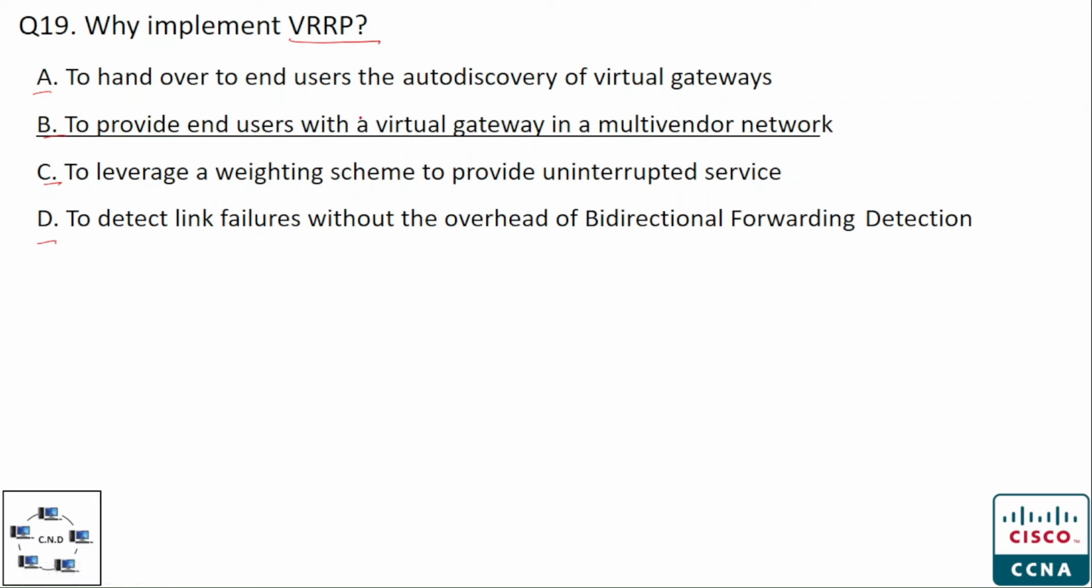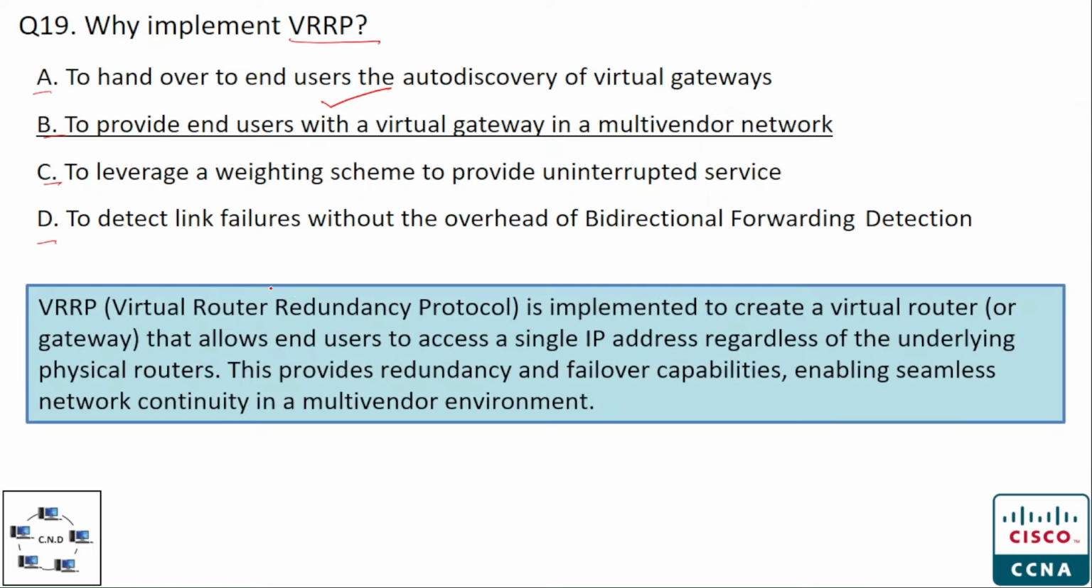And the correct option is that VRRP is basically used to provide end users with a virtual gateway in a multi-vendor network. So VRRP, that is Virtual Router Redundancy Protocol, is implemented to create a virtual router or gateway that allows end users to access a single IP address regardless of the underlying physical routers. This provides redundancy and failover capabilities, enabling seamless network connectivity in a multi-vendor environment.